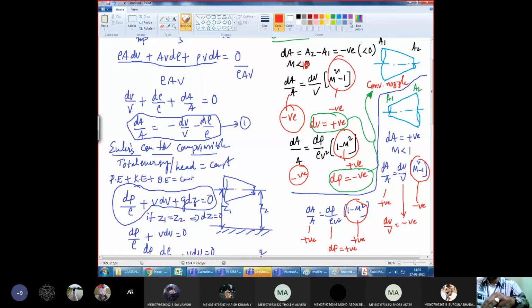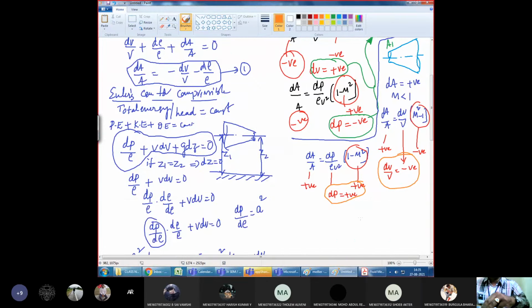What is happening? For this cross section, what happens to velocity? Velocity is decreasing. Pressure is increasing. Therefore, for subsonic flow, this cross section will be acting as a divergent diffuser. We used to call it a divergent diffuser. Clear?